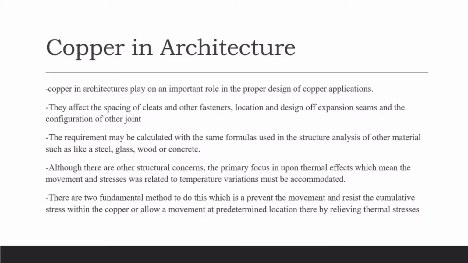Although there are other structural concerns, the primary focus is often thermal effects, which means the movement and stress related to temperature variation must be accommodated. There are two fundamental methods to do this: prevent the movement and resist the cumulative stress within the copper, or allow movement at predetermined locations, thereby relieving thermal stress.